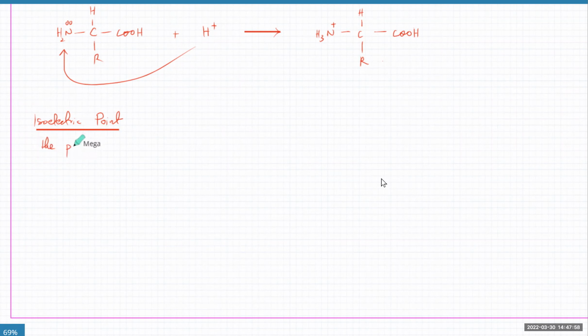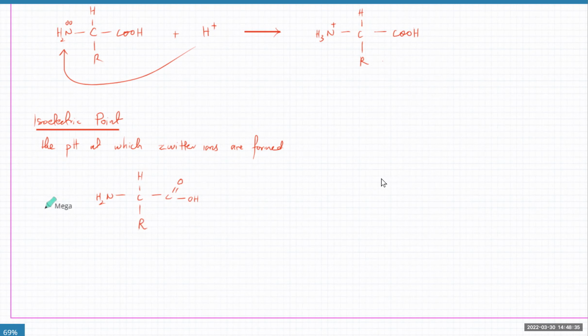And it's the pH at which zwitterions are formed, which means the amino acid would be behaving as both things. So here's an amino acid. It's got a carboxylic acid group, the acid group, and it's got a basic group. And this is R.